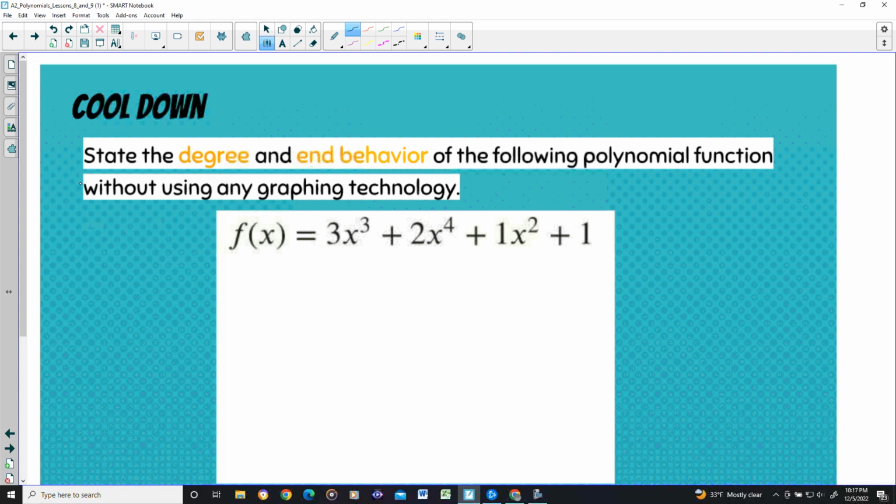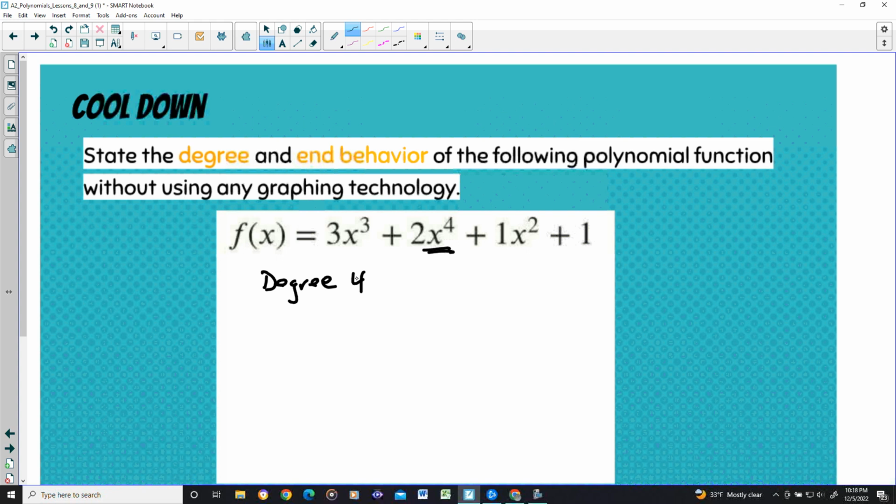All right. So now, can we say what's going to happen about this function? State the degree and end behavior of the following polynomial function. Okay, so what does this all mean now? What is the degree of this? Is it 3? Nope. It's 4. 2x to the fourth. This is a degree 4.